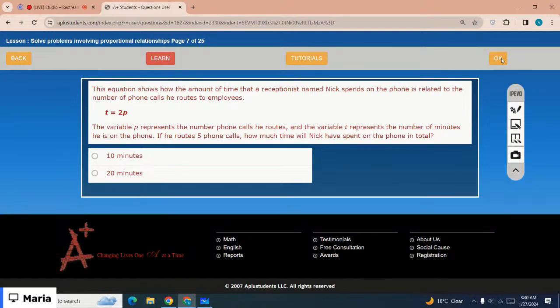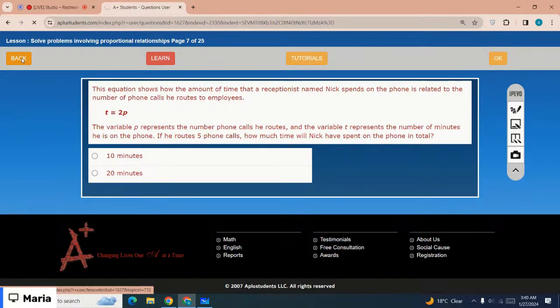Yes, the correct option is: you need to replace the p with 5. So, 2 times 5 is 10. That means the total time he spent on phone calls is 10 minutes. The correct option is 10 minutes. Okay, you can complete the lesson by yourself later today.